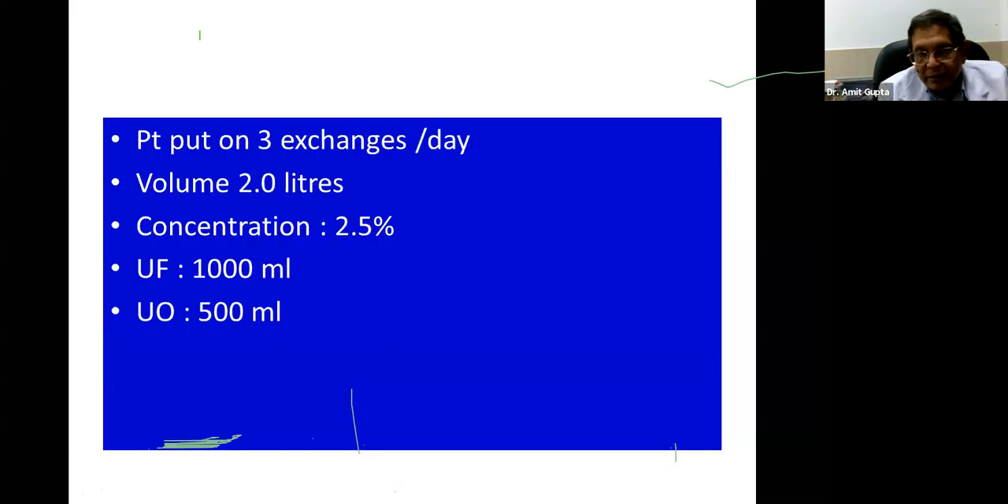So this patient, because of financial reasons, although he was 100 kilos in weight, we put him on 3 exchanges a day. We put him on standard volume 2 liters, we didn't have those larger volume bags in those days. We used a concentration of 2.5%. He was having an ultrafiltration of 1,000 ml and his urine output was 500.